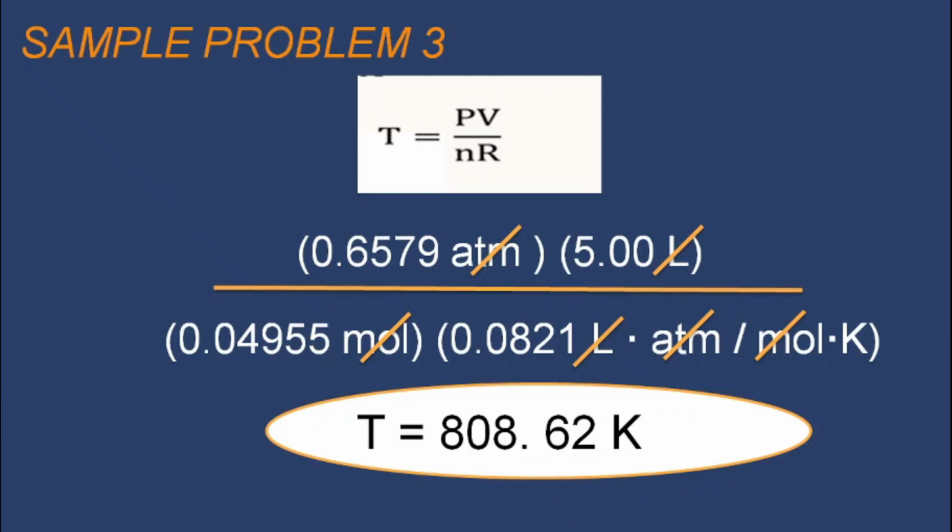To solve for the temperature, we use the formula T = PV over nR. And that is equivalent to 0.6579 atmosphere times 5 liters all over 0.04955 mole times 0.0821 liters times atmosphere per mole times Kelvin. So we cancel the units atmosphere, liters, and mole. And the final answer is 808.62 Kelvin. The temperature is 808.62 Kelvin.